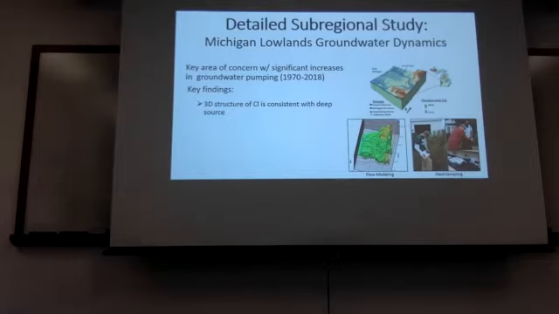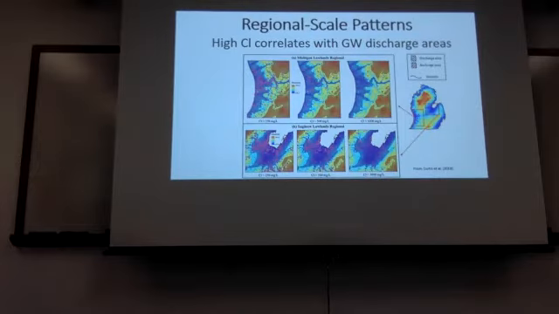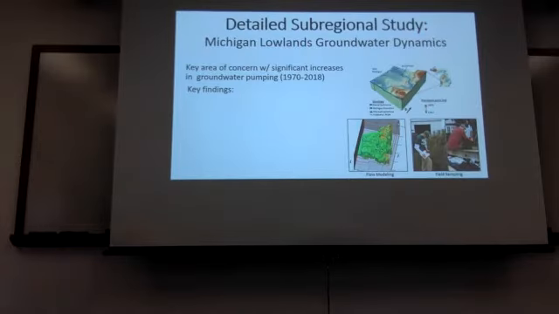First key finding is the 3D structure of the chloride. So before I was just showing 2D maps. What we did here is we mapped the 3D structure, and we found that that's consistent with a deep source. Namely, as you go deeper, the higher the concentrations you get. Other key findings: the local geologic conditions control the relative severity.